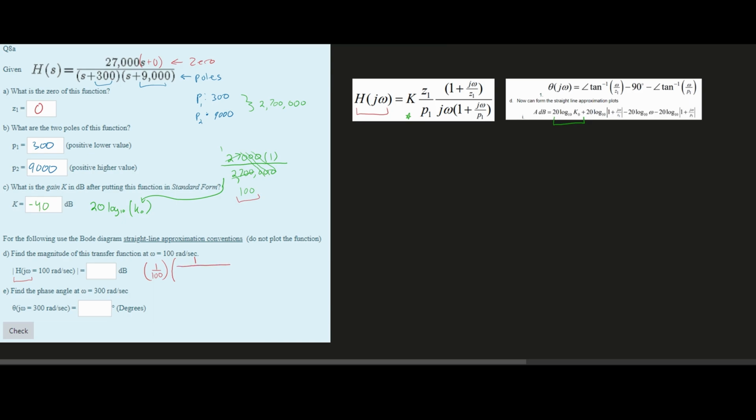And then this is going to be divided by, we have a j omega. We know our omega is 100, that's given to us, so we can have 100 out here. And then inside of here, we are going to have a 1 plus the j omega, which is 100, and this is all divided by our P1. The P1 is 300. We found that in the part right here. And so this is going to be our equation.